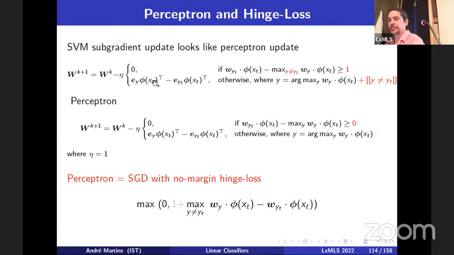So the updates are very similar with some subtleties. In the case of the perceptron, if the model makes the correct prediction, we don't update. We keep it like this.